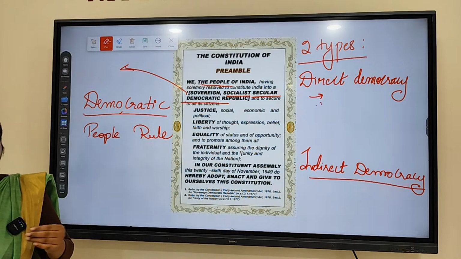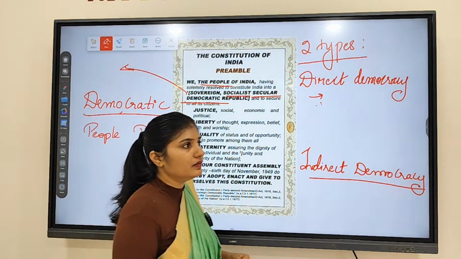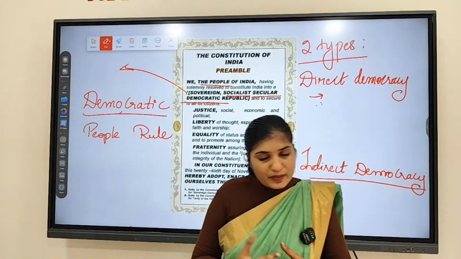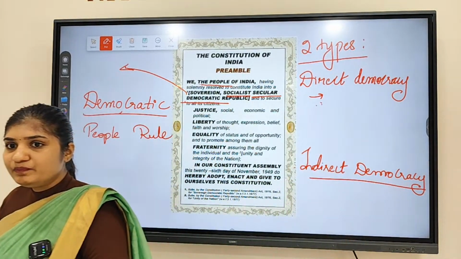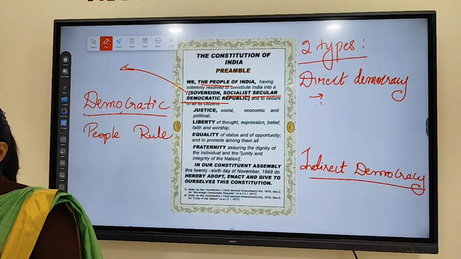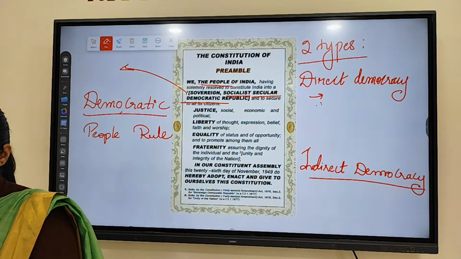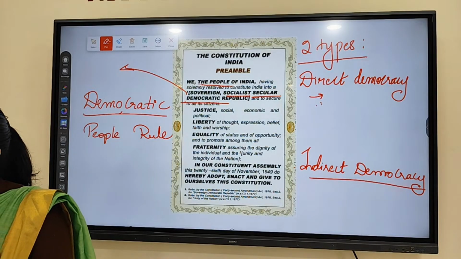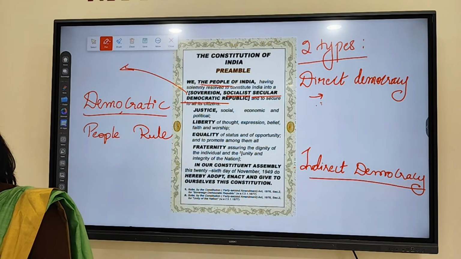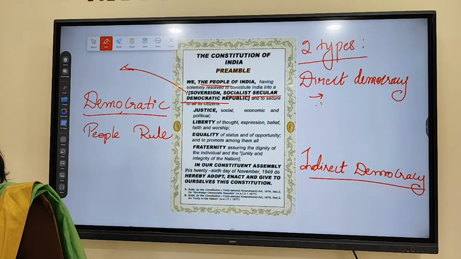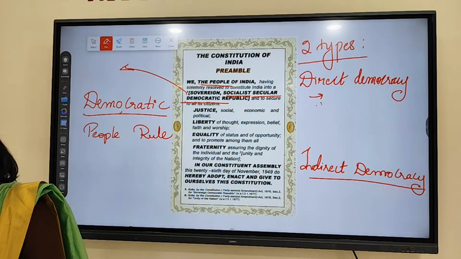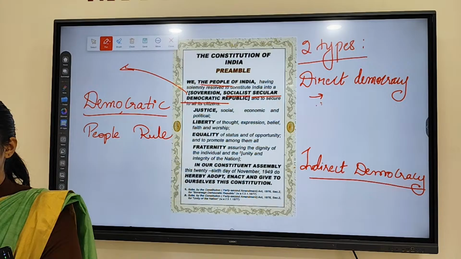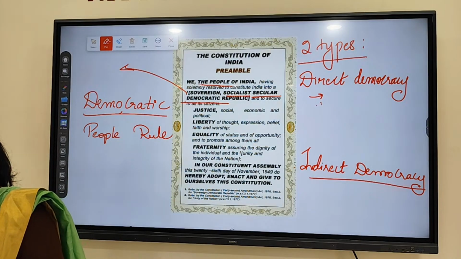Okay. As I told you regarding Switzerland, in Switzerland there is a parliament, there are ministers, there are MPs, there is also a president, and there is also a prime minister. But whatever laws the parliament creates, these laws can be rejected or accepted by the people through votes.